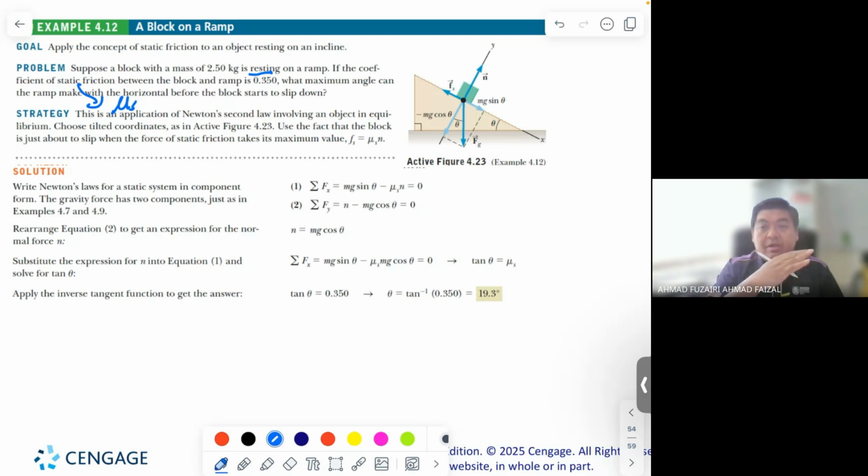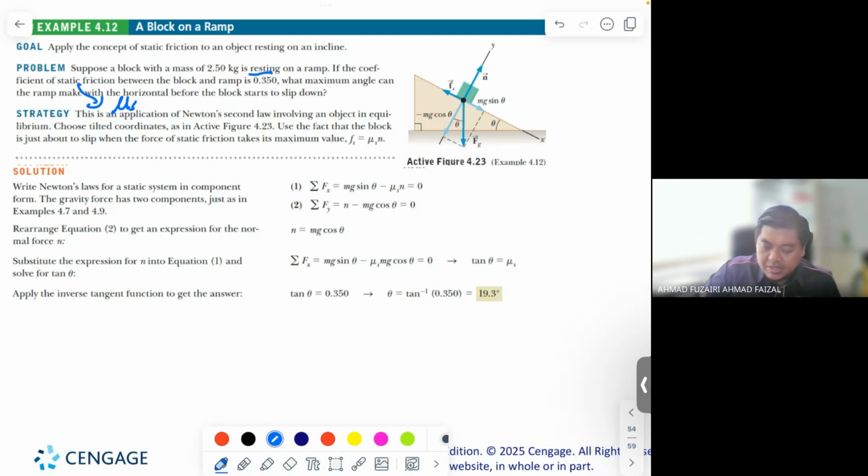So you can see here, this is the ramp that contains a certain angle. If we want to make a box that is starting from rest, at first it is at rest, and then starts to move. So what is the maximum angle it can be? Now, we must make sure that we understand the incline situation.